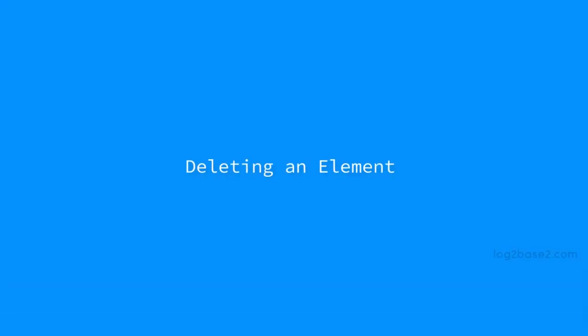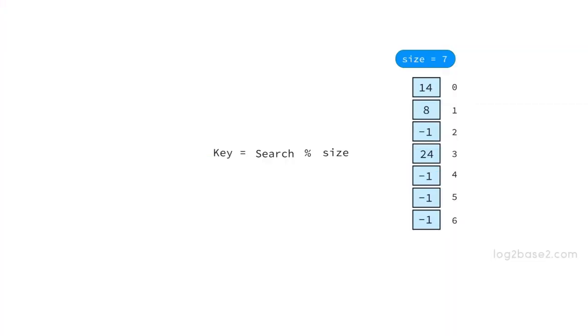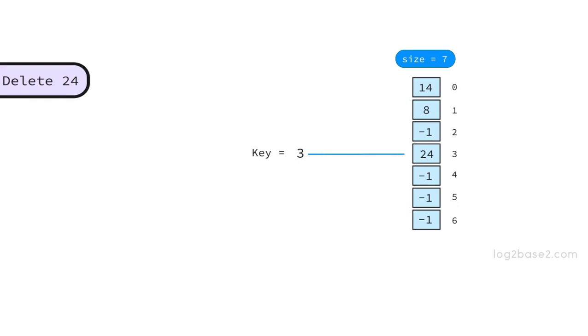Now let us discuss the deletion operation. To delete an element also, we have to first find the key. So let us delete the element 24. First find the key, and we have key is equal to 24 mod 7, that is equal to 3. So go to index 3 and change the value to -1, and the deletion is completed. So that is how we can perform insertion, searching and deletion.